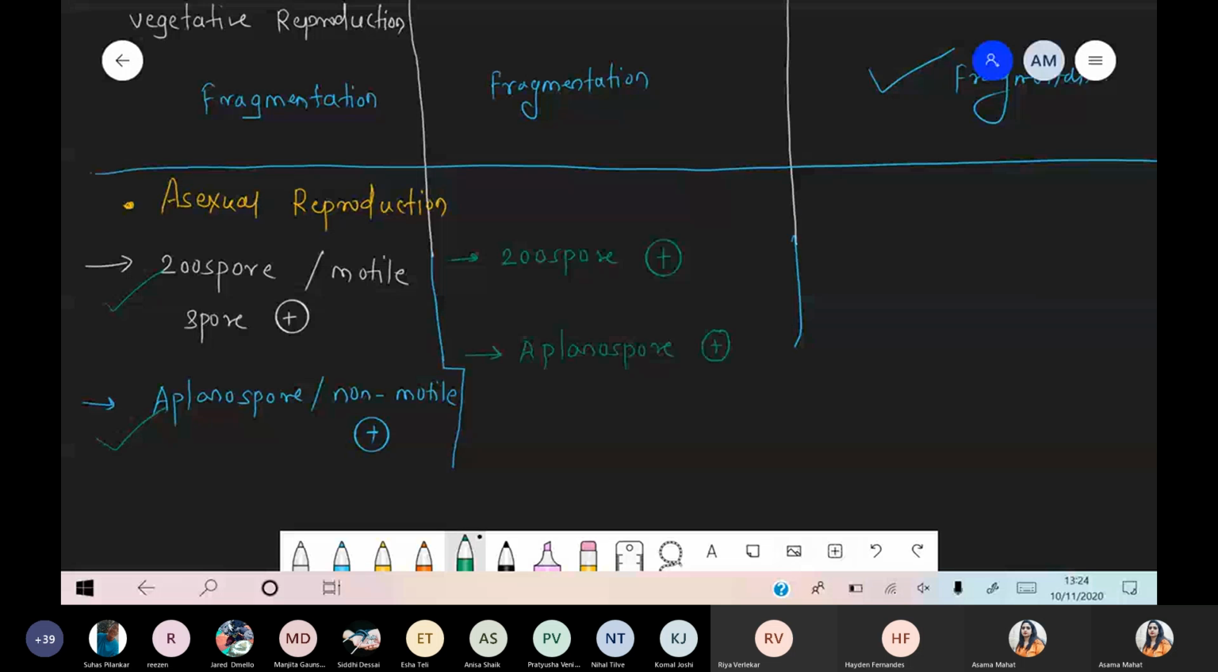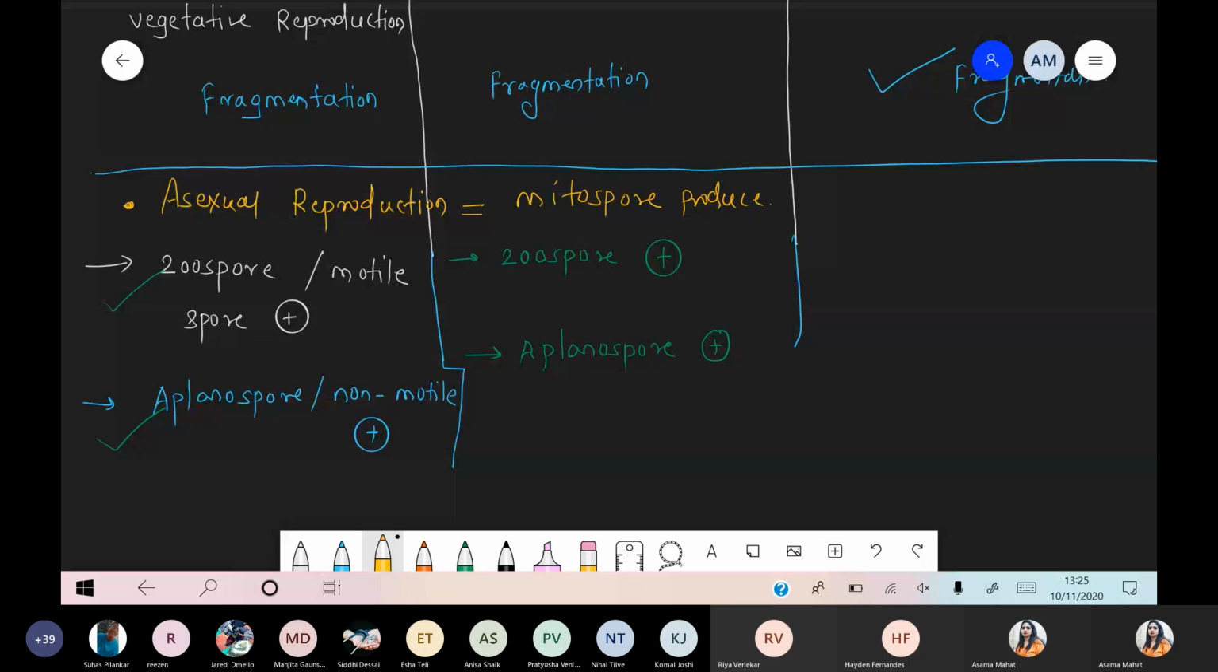Whatever spores are produced, we are talking about the mitospore, because in the last class we also discussed that during the asexual mode of reproduction we produce the mitospore. The mitospore is the product of mitosis. Such mitospores might be motile or non-motile, so both conditions are present.